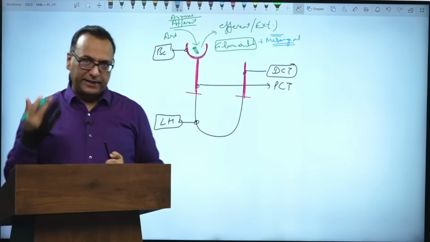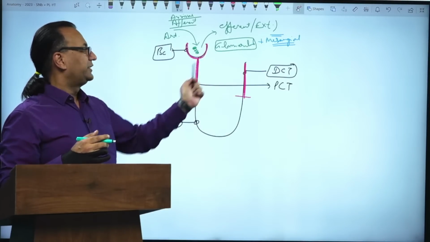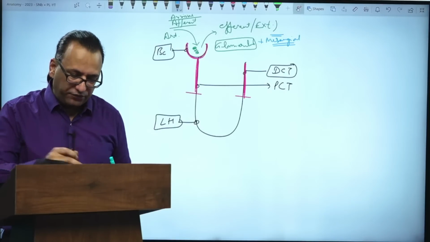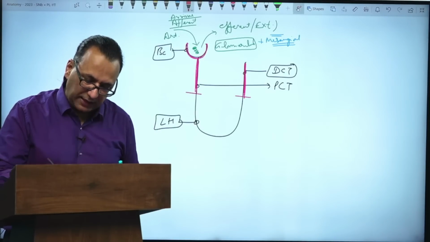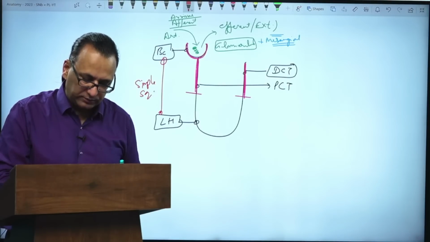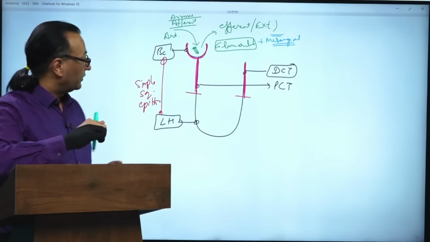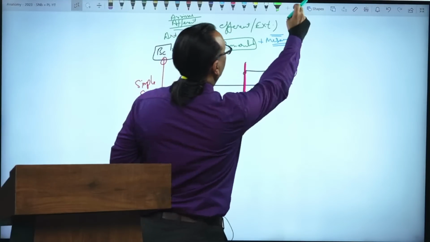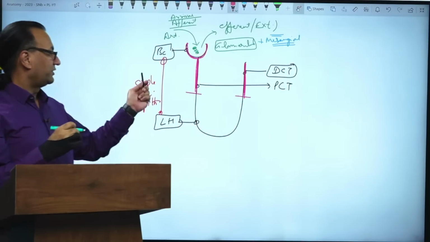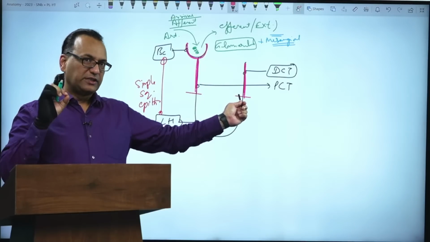What is the lining epithelium of Bowman's capsule? What is the lining epithelium of PCT, DCT or loop of Henle? These are questions. Now you should know, if we are talking about the Bowman's capsule or loop of Henle, they have simple squamous epithelium, whereas PCT, DCT, they'll have simple cuboidal epithelium.